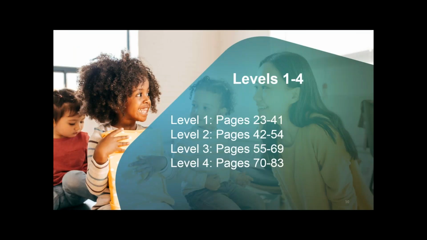This slide is just going to show you where each level starts and ends. Level 1 is pages 22 through 41, level 2 pages 42 through 54 in your benchmarks, level 3 is pages 55 through 69, and level 4 pages 70 through 83. As you can see, the majority of the book will be these types of pages where you just sit down with yourself and do a self-evaluation of whether or not you feel that the standard is being fully met or not.